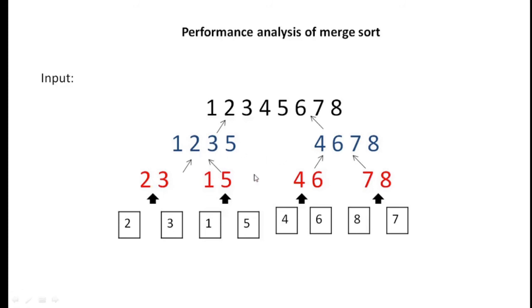And let's count the number of operations here. If I take this row, then we'll compare 2 and 1 and the smaller one is 1, so 1 comes here. And then since I have taken 1 from this array, I increment the pointer of this array, and now 5 will be compared with 2. 2 is smaller, so we'll take 2 here.